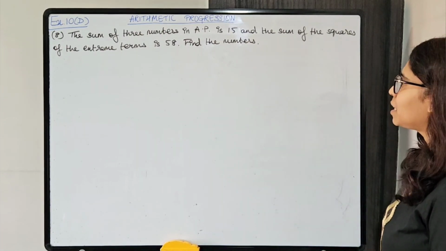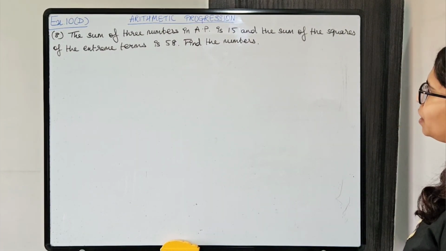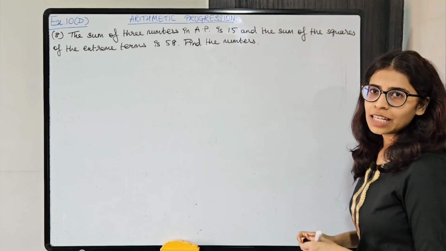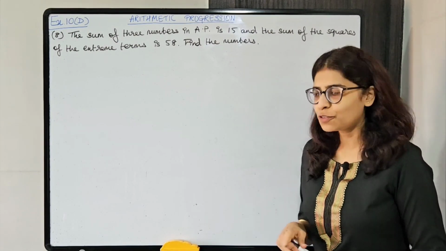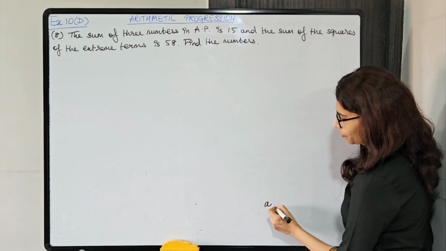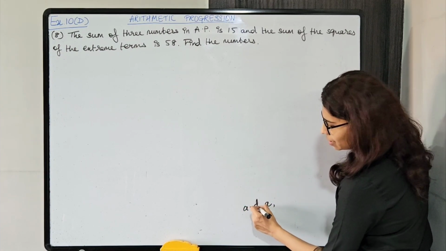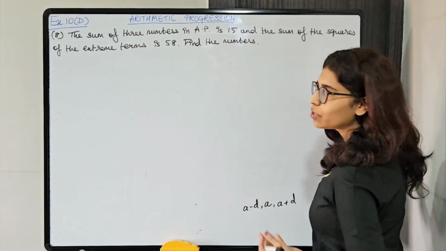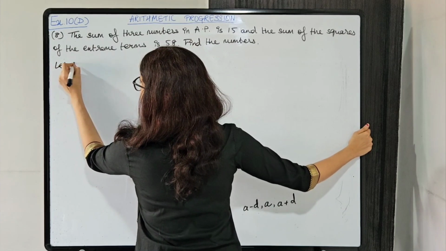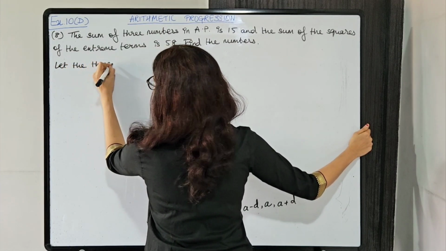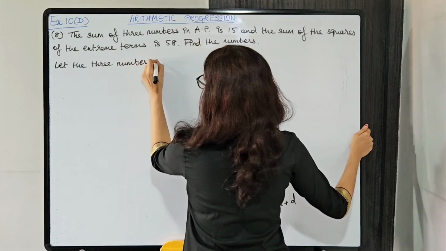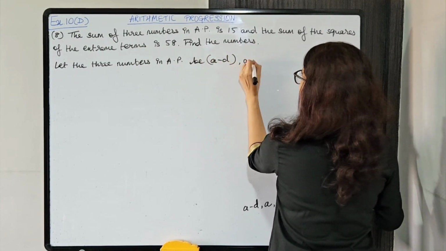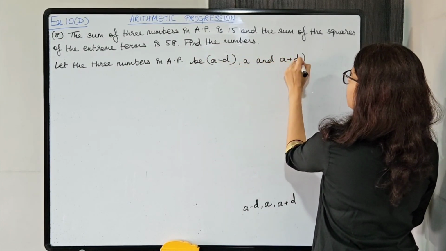The sum of three numbers in AP is 15 and the sum of the squares of the extreme terms is 58. Find the numbers. Three numbers are in AP, so odd number of terms. For odd number of terms, the middle term will be A, the term before it will be A minus D, and after it will be A plus D. Right? So let's write down the statement. Let the three numbers in AP be A minus D, A and A plus D.